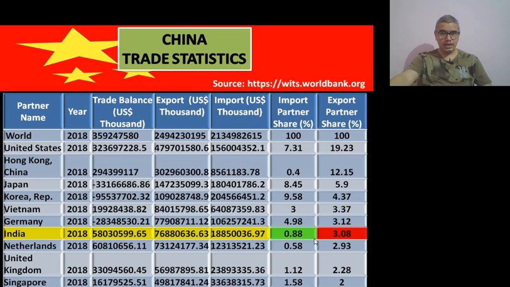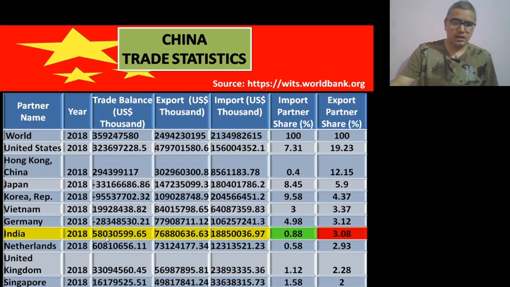On the other hand, China imports almost 0.88% of its goods from India. Whatever goods they import from other countries, if all countries combined together is 100%, then the goods imported from India is 0.88%. Obviously, we see that there is a huge trade surplus for China coming out of India. This is all data of 2018. Only 2018's data, the latest data is not available. The latest that is available is of 2018 on the World Bank site, that is wits.worldbank.org. And we see here that $58.03 billion worth of trade surplus is there for China from India. Okay, so obviously this is one thing.